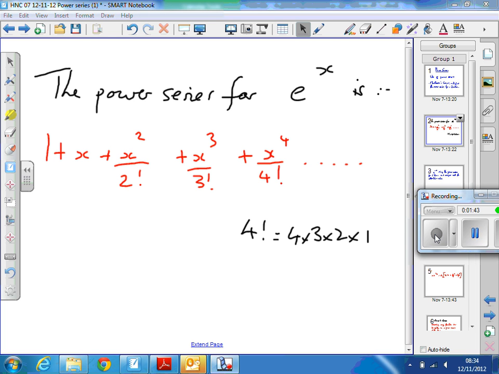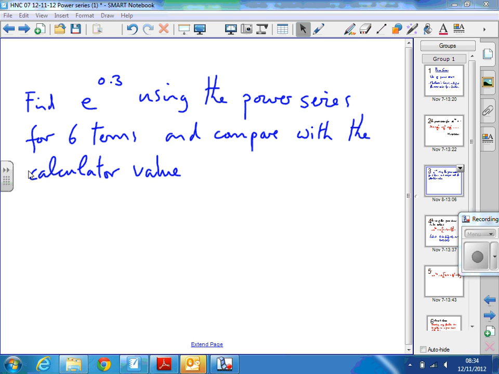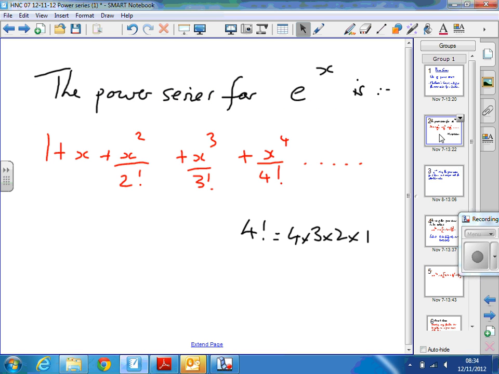Let's use this series to find a value for this exponential function and compare it with what we get on a calculator. So find e to the 0.3 using the power series for 6 terms and compare this with the calculator value is the aim. So what we're going to do is take the first 6 terms of this. So first term would be 1. So 1 term, 2 terms, 3, 4, 5. So up to the x to the 5.